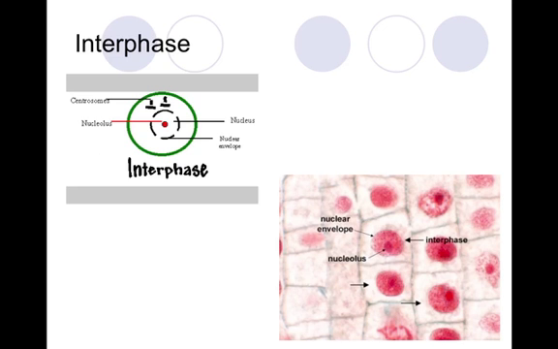Here's an example of looking into a microscope and seeing interphase. You can see where your nucleus is, your nucleolus. Usually you just see the nucleus, but you don't see a lot of separation. You can't really see the chromosomes at this phase.